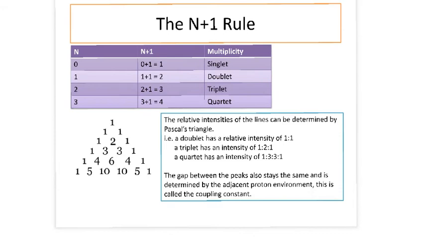And the gap between the peaks stays the same, and it is determined by the adjacent proton environment. That's called the coupling constant, which you don't need to worry about at A level, but it is very useful as you get into NMR.